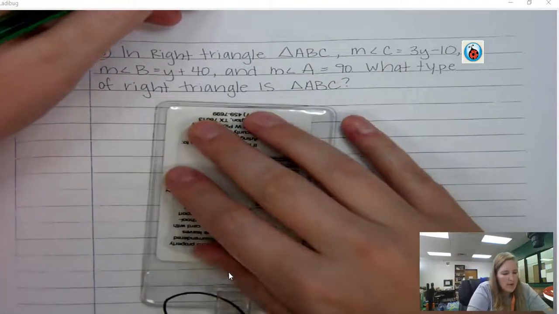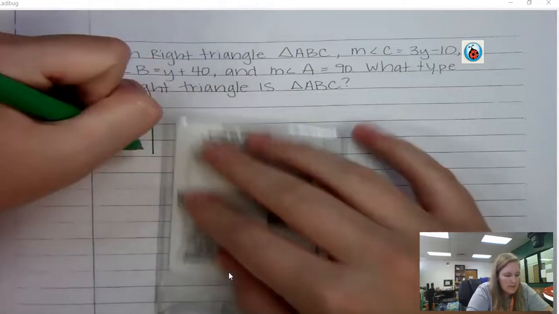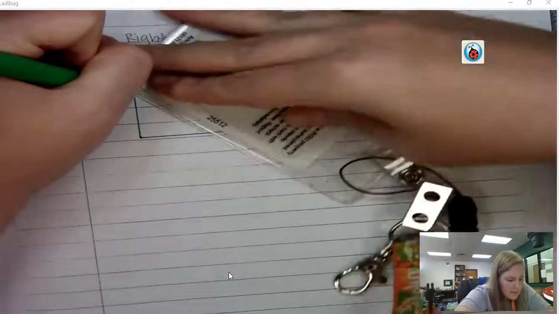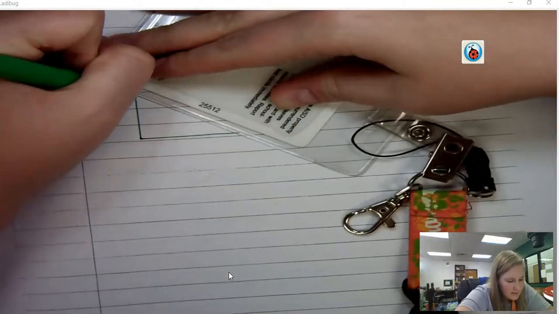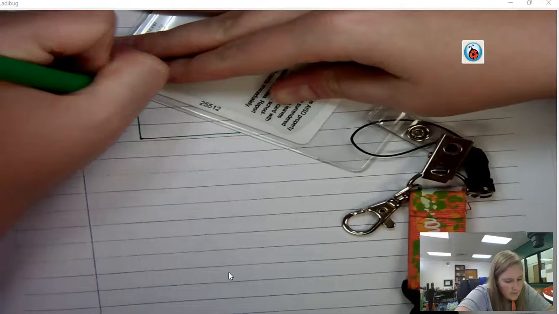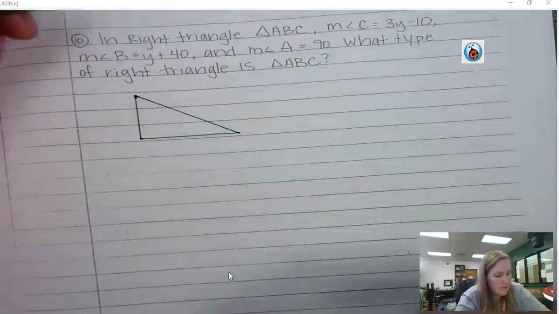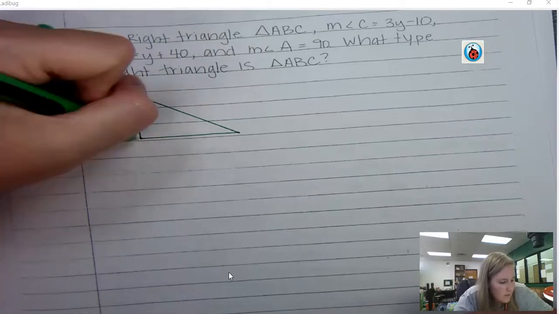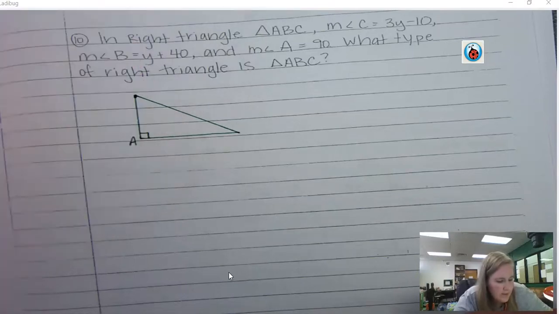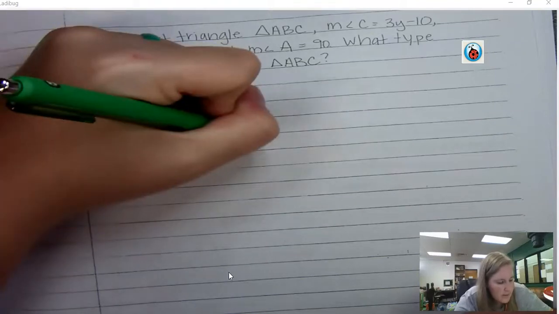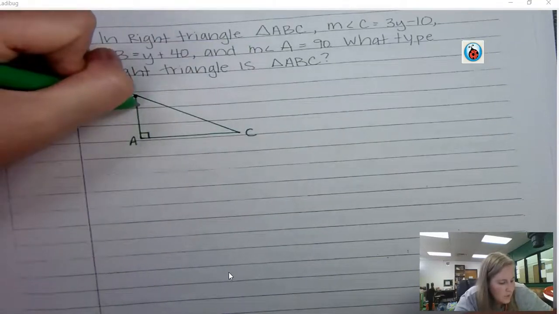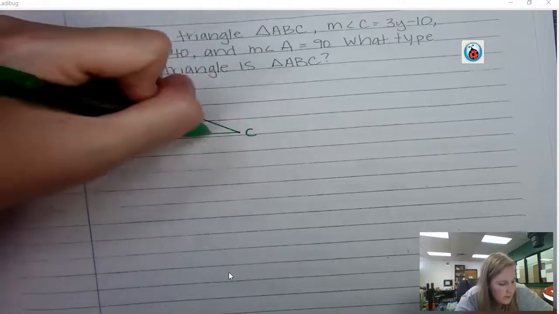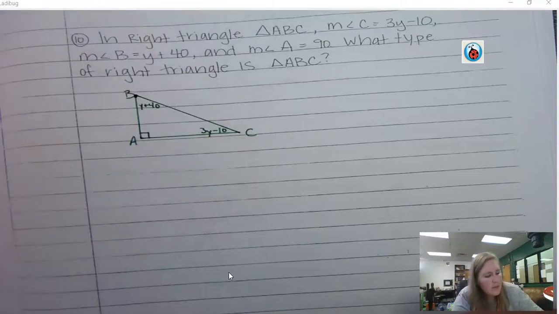Right here we have right triangle ABC. We want to classify it by its sides. So like, is it isosceles or scalene? Pretty much your only choices because it can't be equilateral. So A is 90, so that has to be that. And then B and C, angle B is y plus 40. And angle C is 3y minus 10.